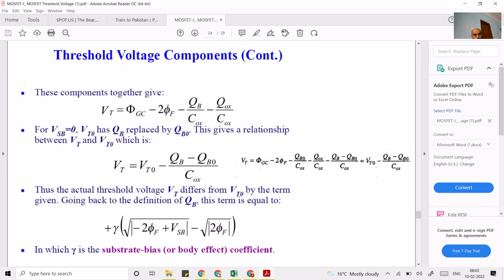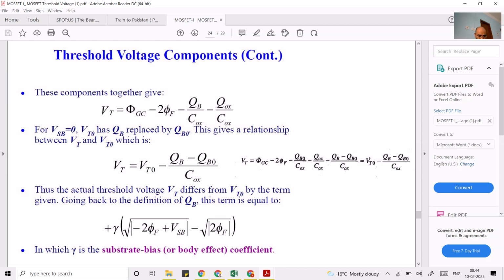Now, this is the general equation. If you write this equation for the case when the body is grounded, then you call it Vt0. But if the same equation is written in general, where the body can be at any potential, then this equation will be termed as Vt. So the same equation can be written as Vt0 or Vt.